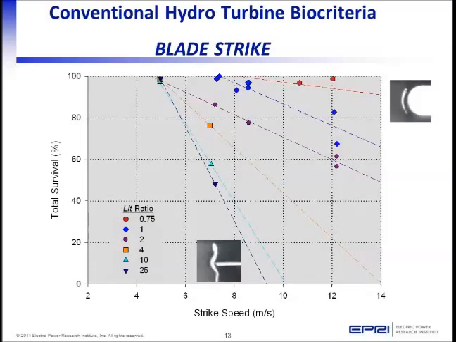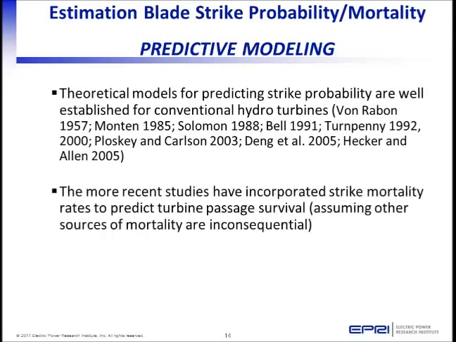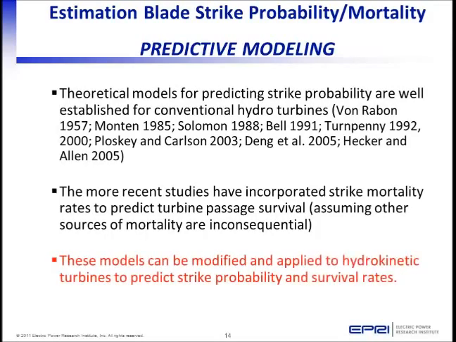So if we take results such as those and do predictive modeling, we can see that blade strikes are well established for conventional hydropower turbines, and that recent studies have incorporated strike mortality rates as well to predict turbine passage survival. And these models can be modified to estimate turbine strike mortality and successful passage through hydrokinetic turbines to predict survival rates in a hydrokinetic scenario. Next slide.